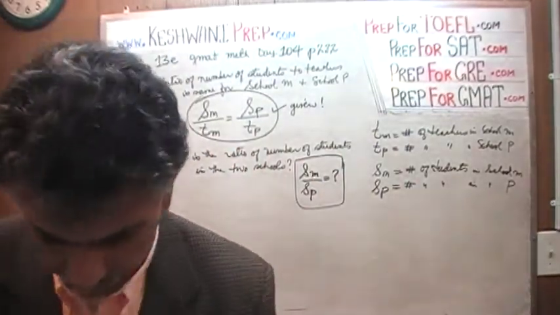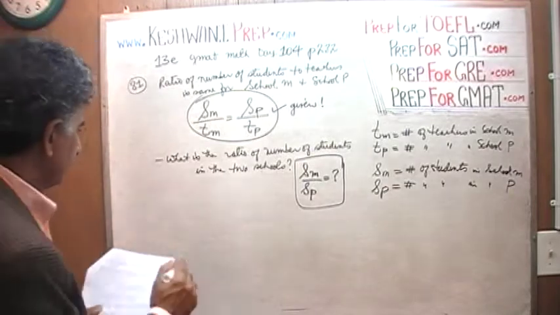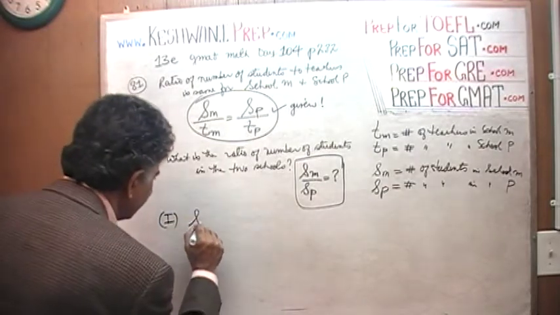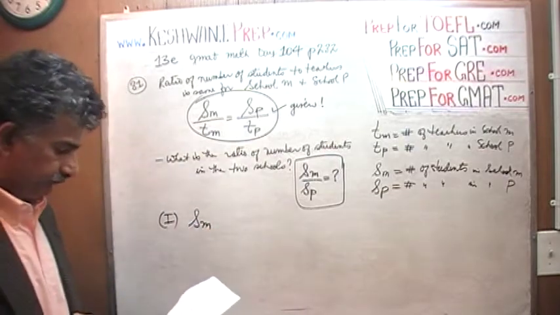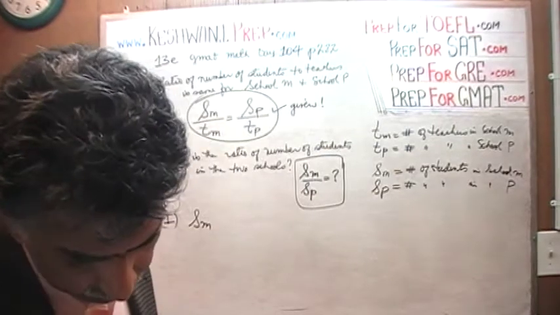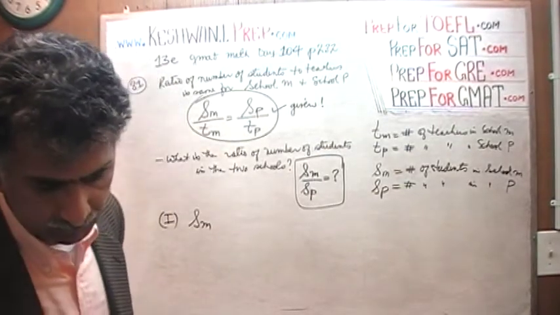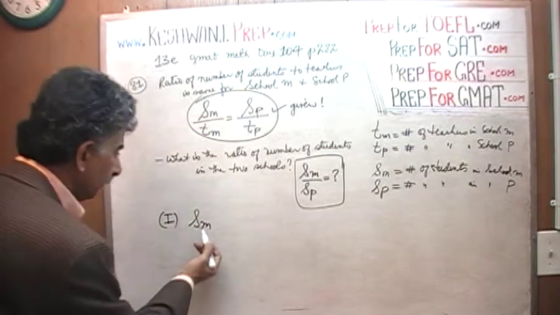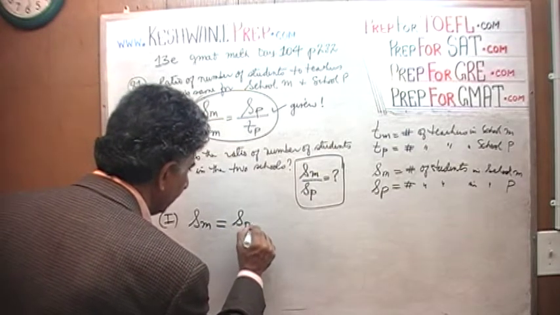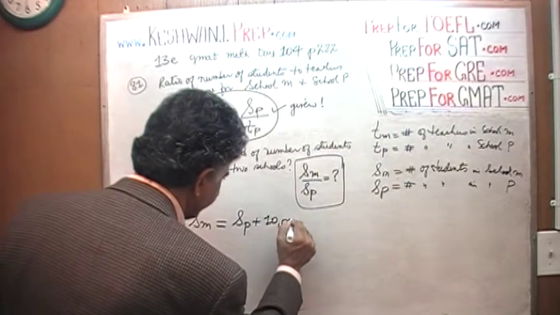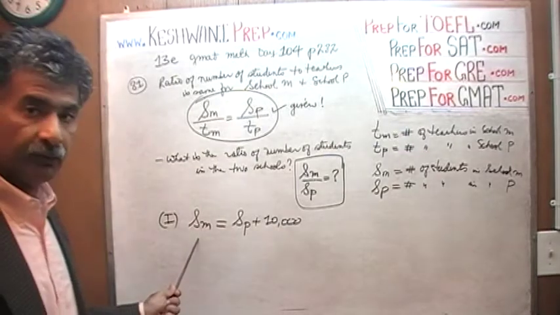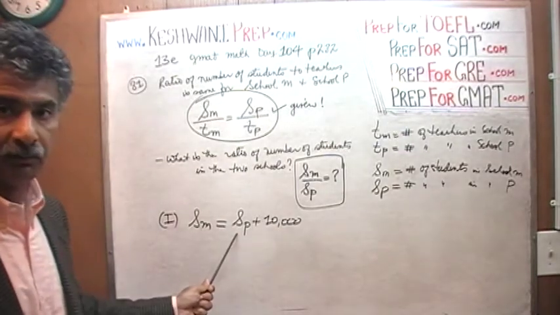Let's see what they give us in the first statement. In the first statement they tell us that the number of students in school M, let's see if I'm reading it properly, there are 10,000 more students in school M than there are in school P. So the number of students in school M is equal to the number of students in school P plus 10,000.